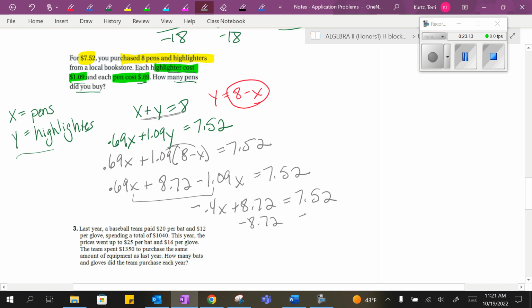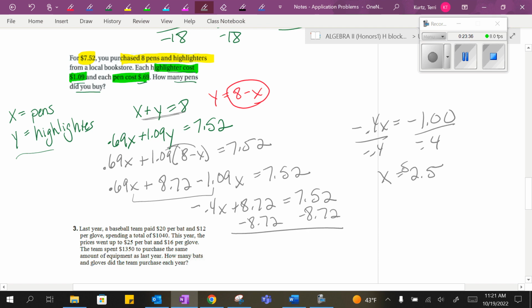I'm going to subtract 8.72. So I get negative 0.4x equals negative $1. I divide by negative 0.4. And 1 divided by 0.4 gives me 2.5. Again, we're talking money, so decimals are fine. So x equals 2.5.